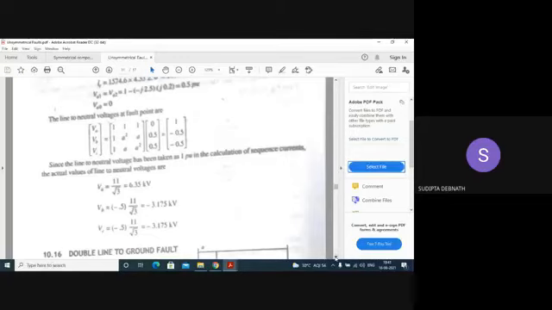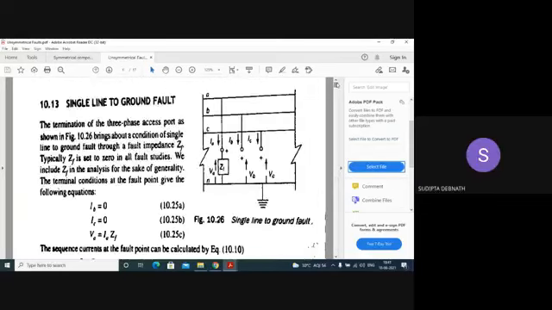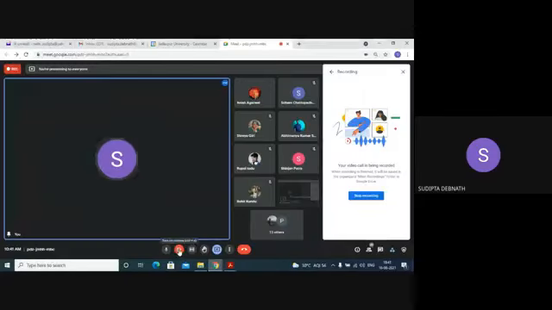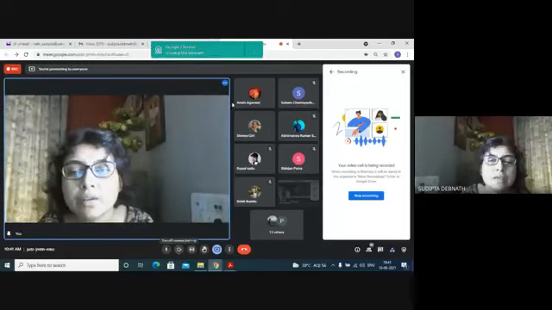Though the photocopy is not very clear, you prepare your own notes, or read from any other book. Is it clear? Yes, ma'am, it's clear. Then I will end my class here. Please go through it. We'll solve more problems in the next class, which means next Wednesday.